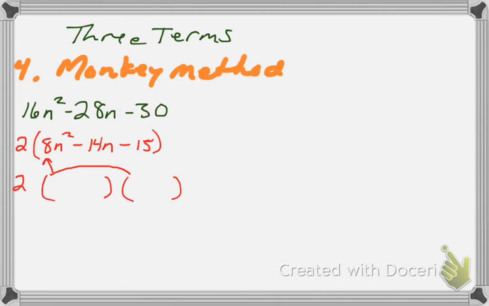The first 2 multiply to the first term. So my first 2 are going to multiply to 8n squared. And we have a few options there. 8 and 1, or 4 and 2. My last 2 are going to multiply to negative 15. Which means we're going to have some combination of either 15 and 1 or 5 and 3, 1 positive, 1 negative.